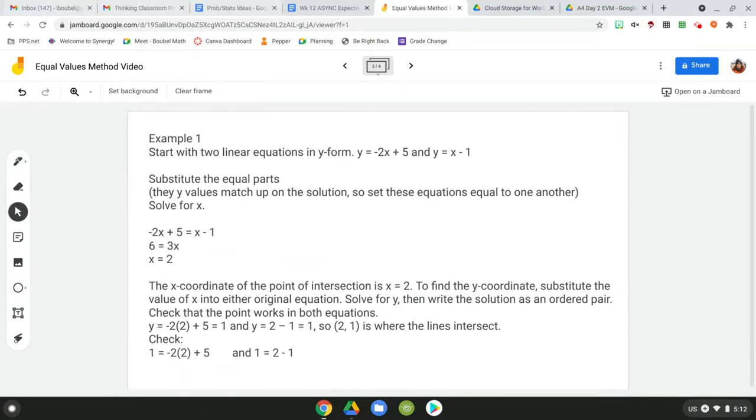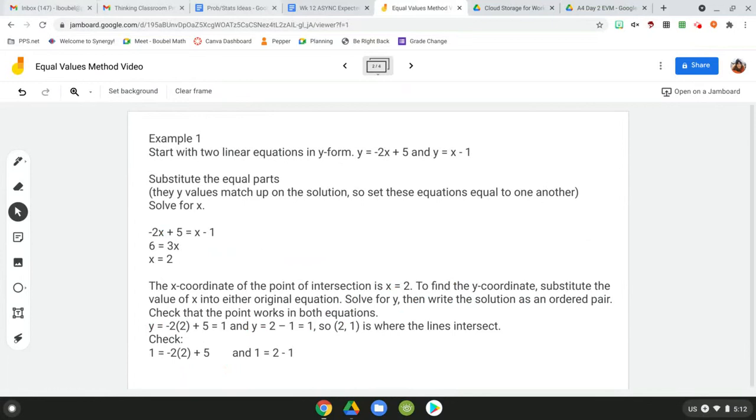Same thing with the other equation: y equals x minus 1. I simply sub in 2 for x. y equals 2 minus 1, so y equals 1. And that is my solution. It's not a single x value and a single y value. It's the point where they intersect. So (2, 1) would be my answer here.